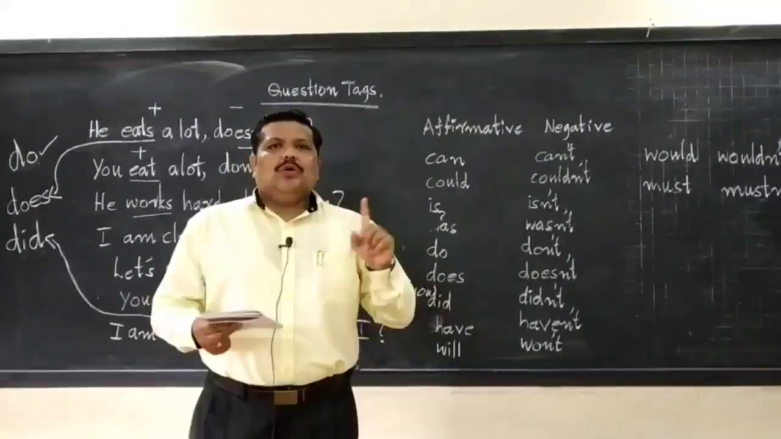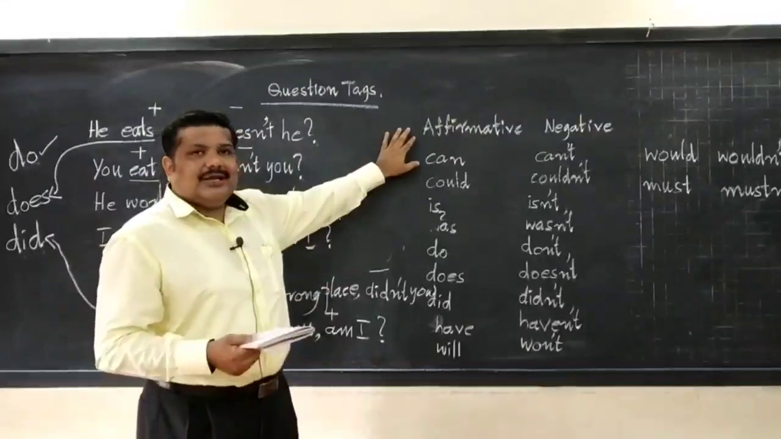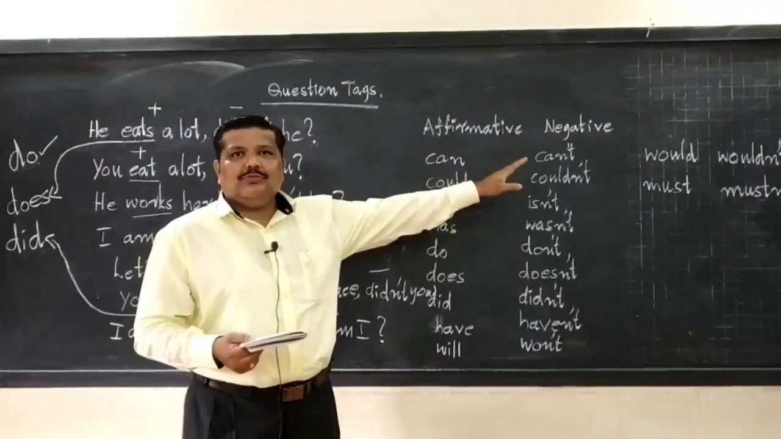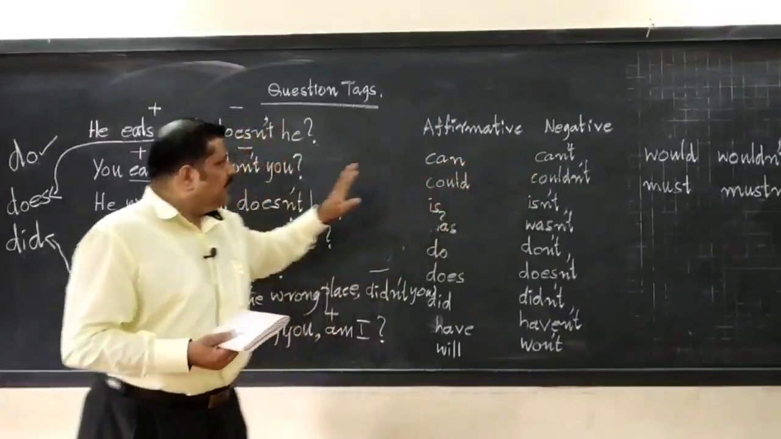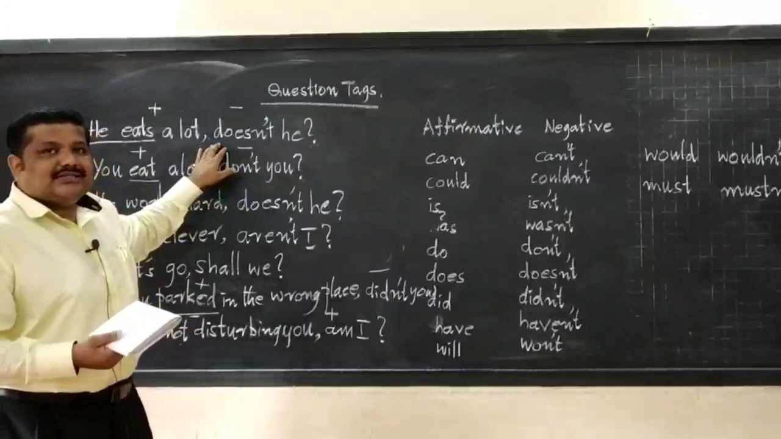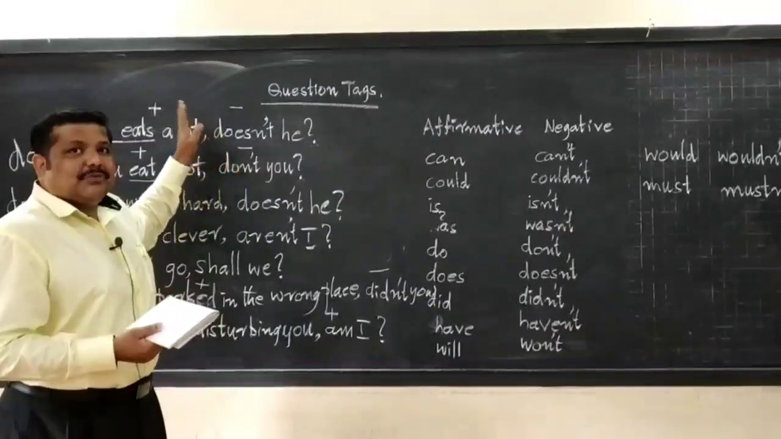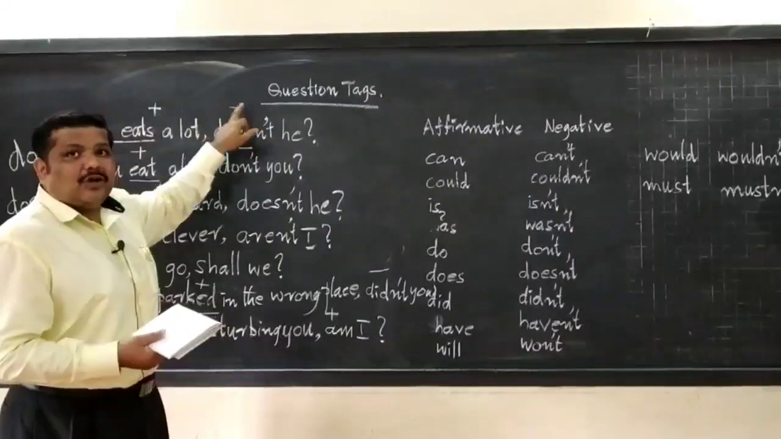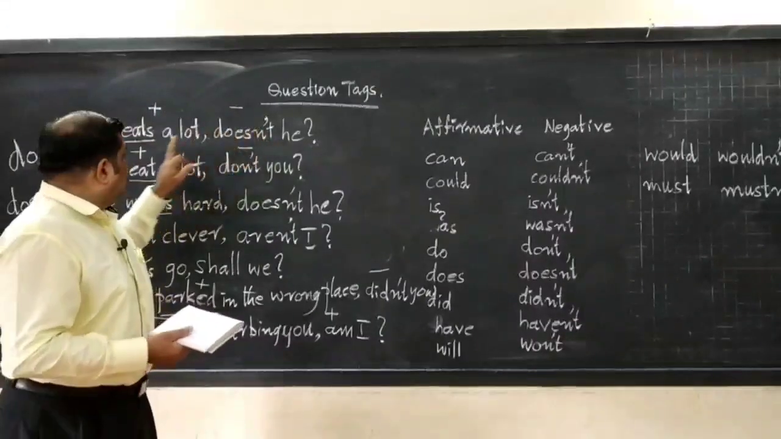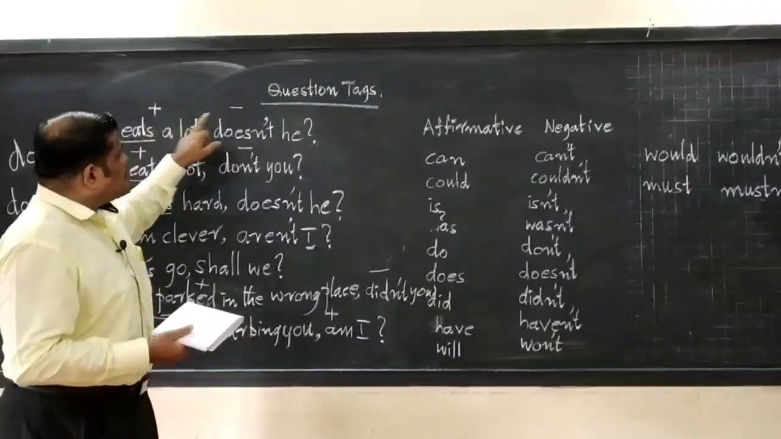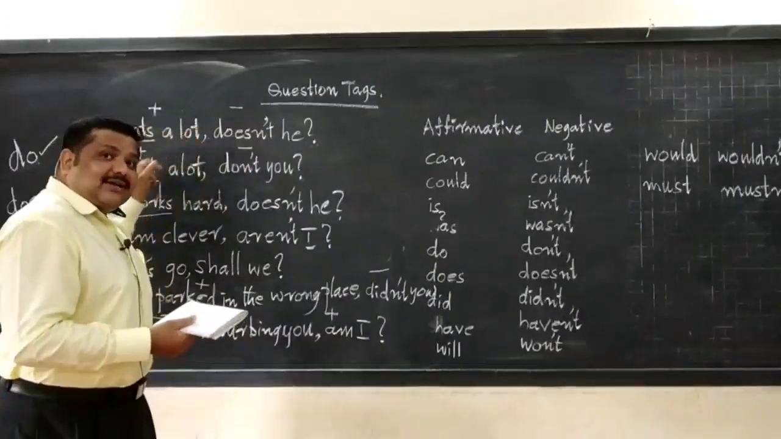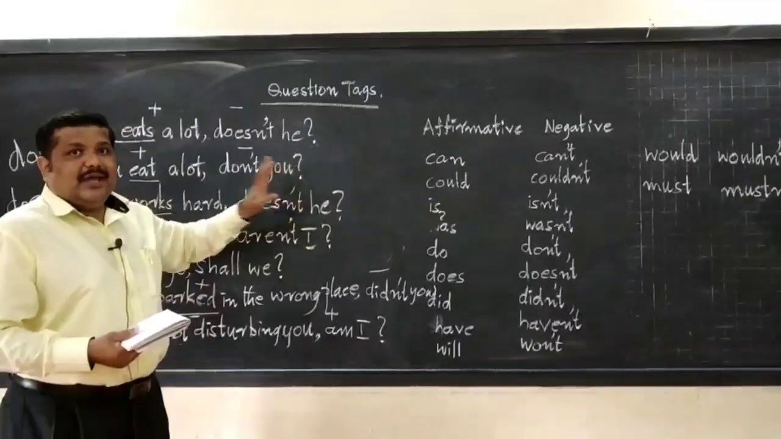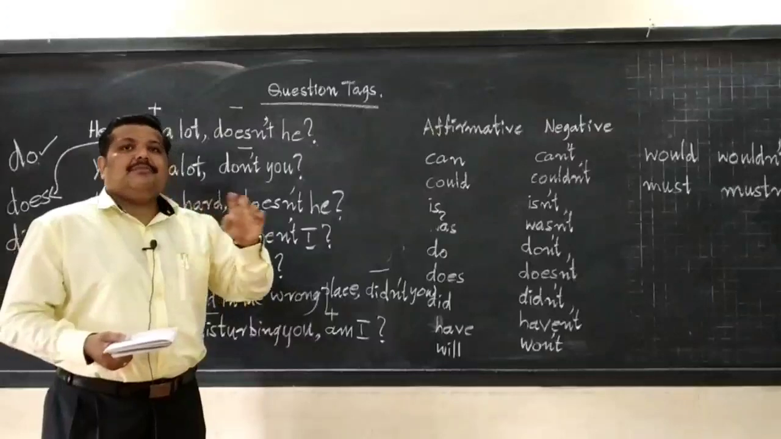So thank you very much. Hope you have understood. Let us summarize affirmative and negative. Affirmative means action is happening. Negative means action is not happening. So question statements are of two types. One is positive statement and the other is negative statement. Positive statement is always followed by negative tag. Negative statement is always followed by positive tag.